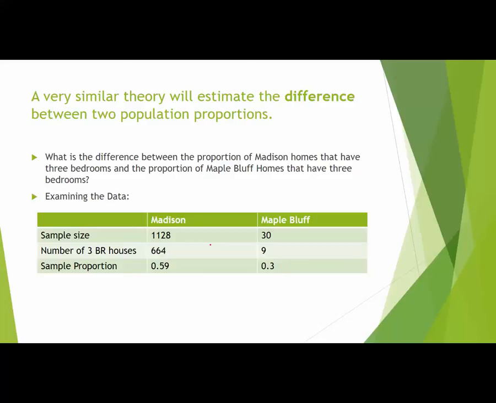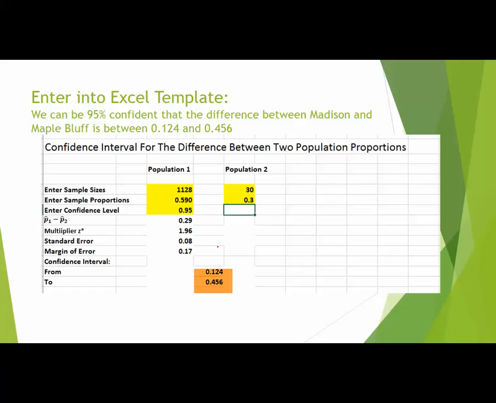The theory is very similar to what we just talked about. And again, Excel will do the hard work for us. We enter the data up here in the yellow sections. And then down here, it tells us what the confidence interval is, from 0.124 to 0.456.